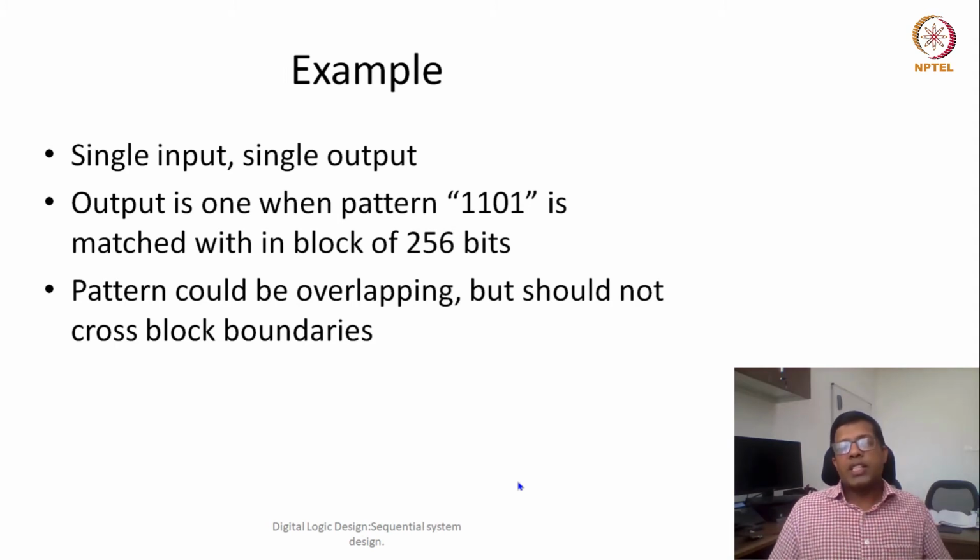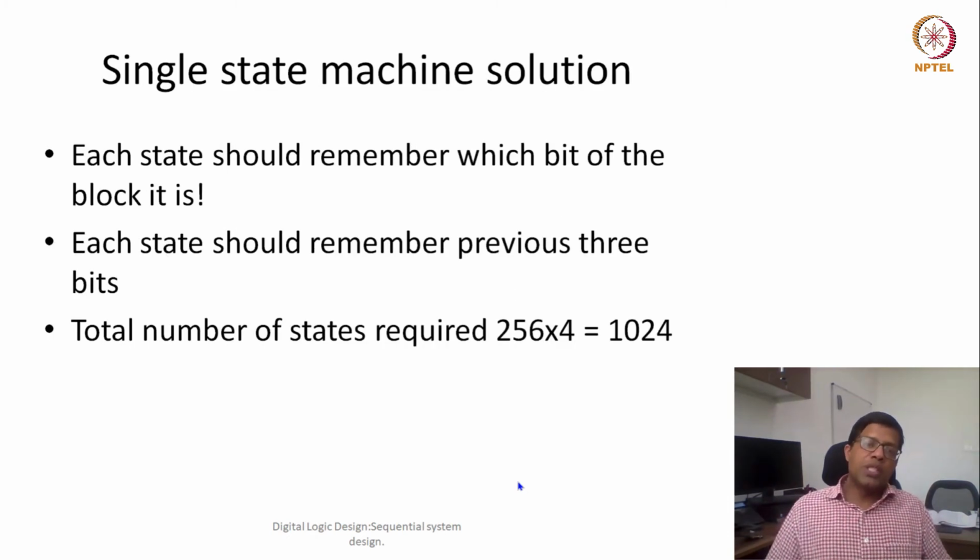So if we have to design such a system, it is clearly seen from our experience of pattern matching and sequential design that we can do it using a state machine. If we have to do it using a state machine, then again from our experience, it appears that we have to remember what the previous 3 bits are. 1 1 0 1 is the pattern. So I should know when none of the bits has matched, when 1 bit has matched, when 2 bits have matched, and when 3 bits have matched. So at least these 4 states have to be there.